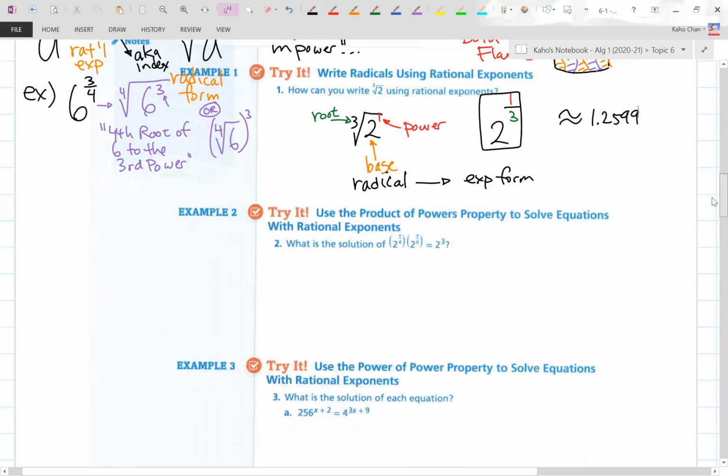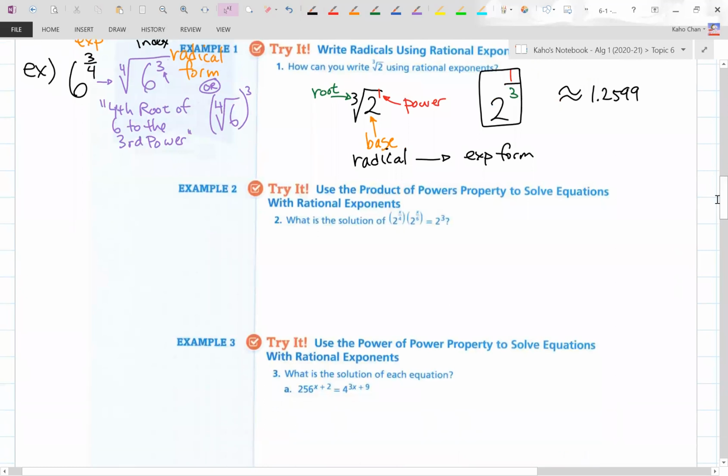All right, let's take a look at number 2 here. We're going to go ahead and use the properties of exponents and solve these rationals. This is going to be weird looking. Don't freak out, okay? What is the solution to 2 to the x over 4 power times 2 to the x over 6 power equals 2 to the 3rd power? Holy cow, what's going on? Let's write it a little bit bigger so you can see it better.